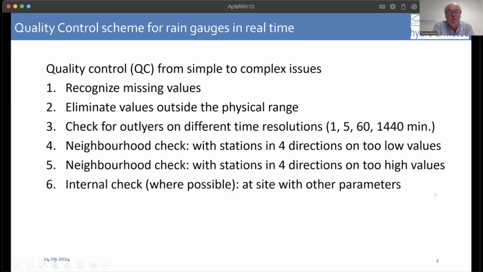What is also possible is an internal check. That means at one site, you are not comparing with neighboring stations, but with other parameters. For example, if you compare rainfall with sunshine duration, and if you have 1 hour where you have 10 millimeters of rainfall, and you have 60 minutes of sunshine, then you know one of the two is not right.